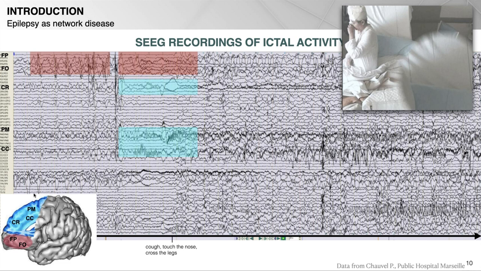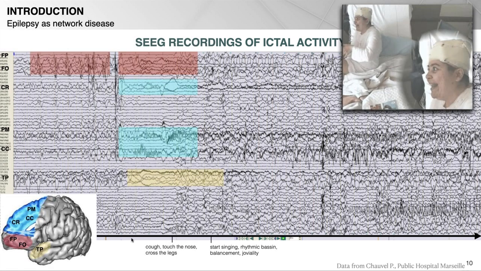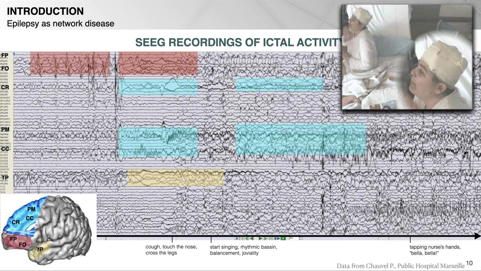At the behavioral level, here you have the axis for the behavioral level. So here it's when the patient starts to cough, touch her nose, cross the legs. The seizures propagate further to the temporal lobe, where the patient starts to sing and be jovial, and continue to propagate.